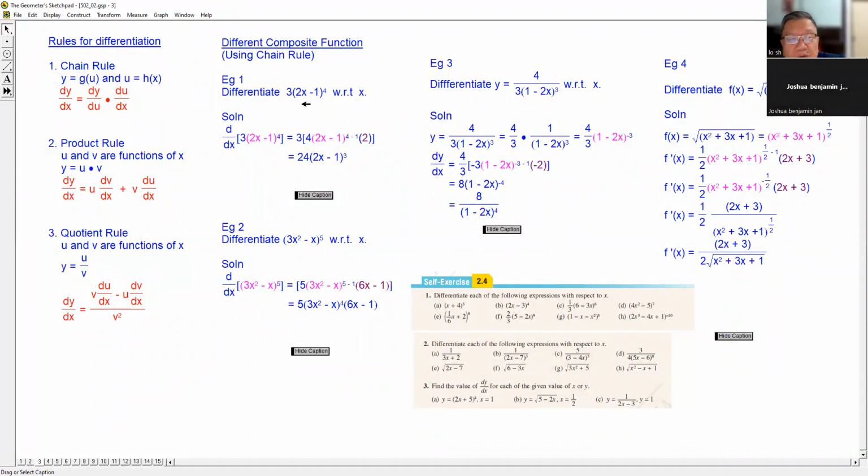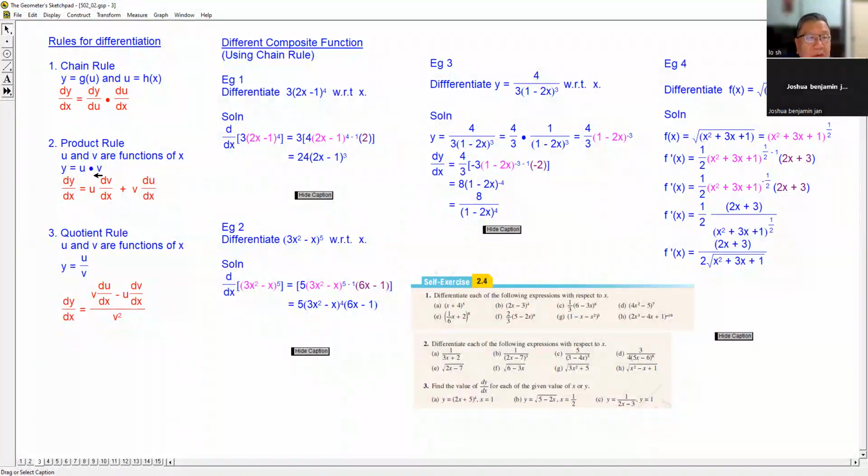This one I've shown you in the last lesson, where you differentiate the bracket one time, then you differentiate what is inside the bracket the second time. So this is differentiation using the chain rule, or differentiating a composite function. There are two more rules that you need to know. One is the product rule, the other is the quotient rule.